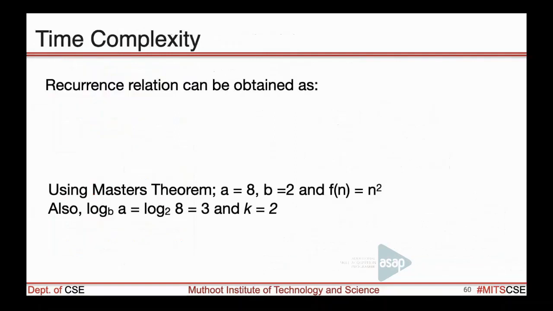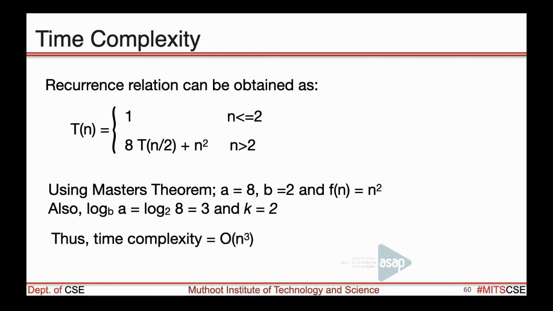So the recurrence relation of this can be obtained as T(n) = 8T(n/2) + n square. Using Master's theorem, we can solve with a equal to 8, b equal to 2, and the function equal to n square, which means that time complexity is in the order of n cube. So using normal matrix multiplication, we got order of n cube. Using divide and conquer, I got order of n cube. So in time complexity, there is not much improvement.